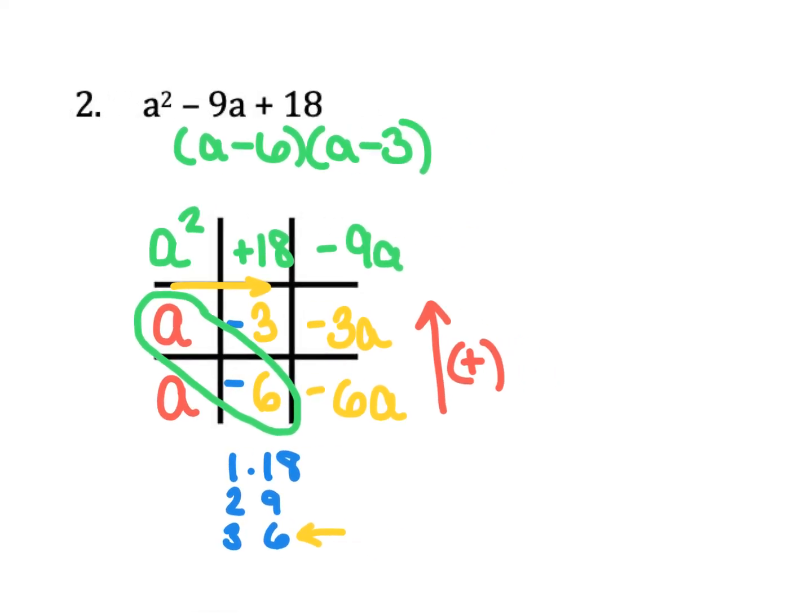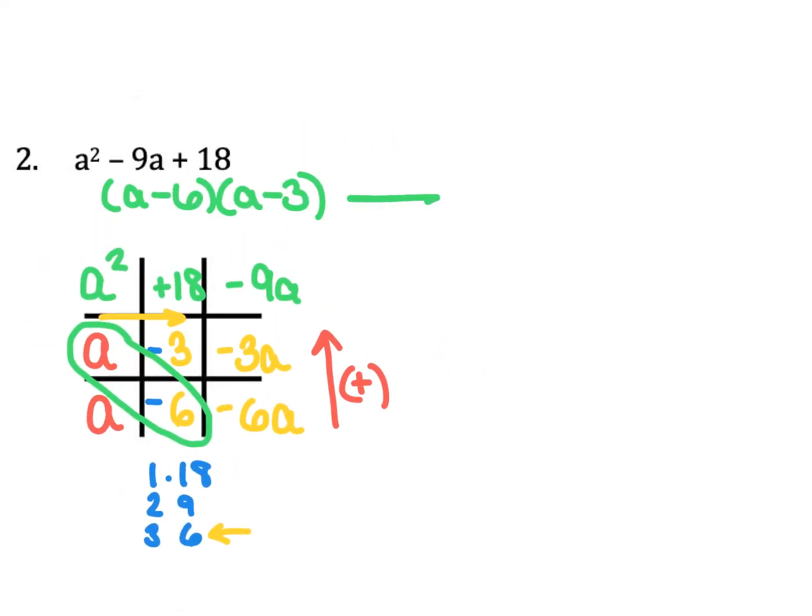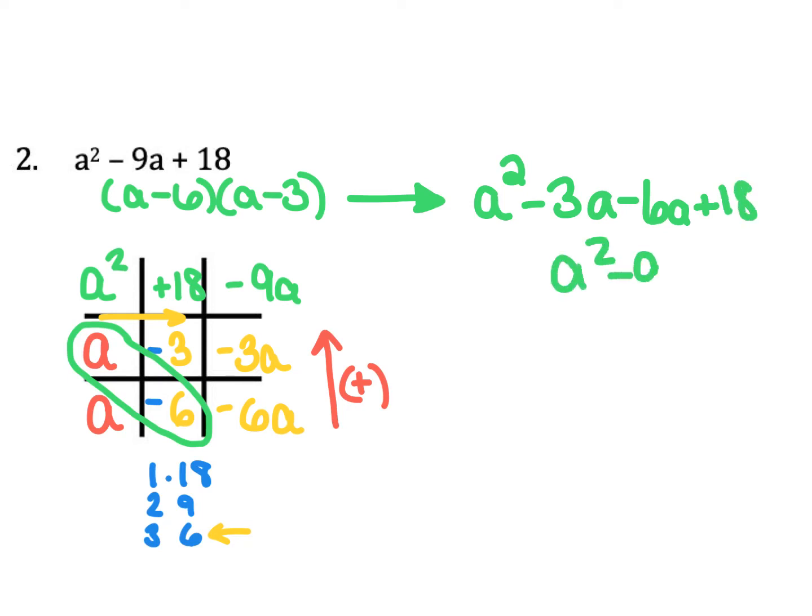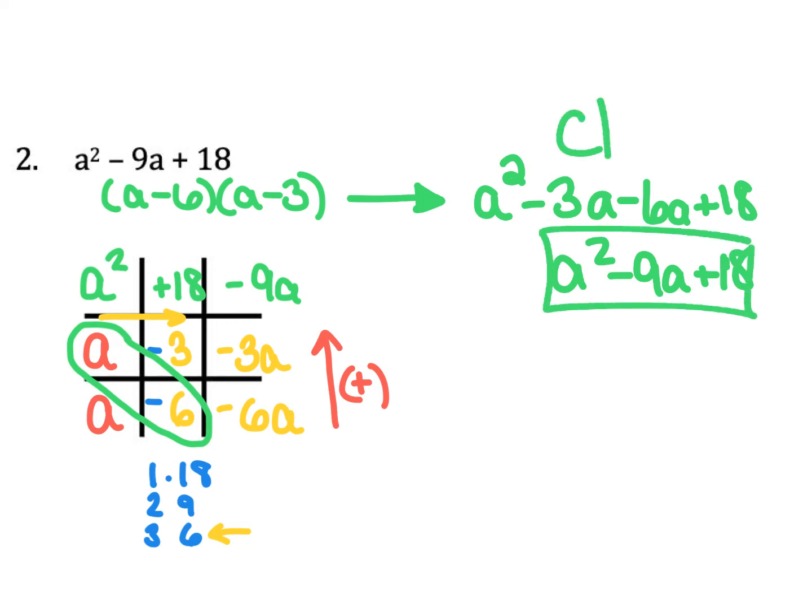Now, just a side note, how could you be sure you're right? Well, if you would redistribute, you better get what you started with. So I'm going to quickly do that to show you. A times negative 3 would be negative 3a. Then I'd have negative 6a and plus 18. Combine my middle terms, and it works. I got what I started with, but that's just to check to make sure I didn't mess up. Again, this right here is your factored answer.